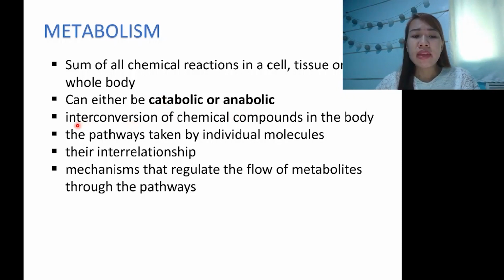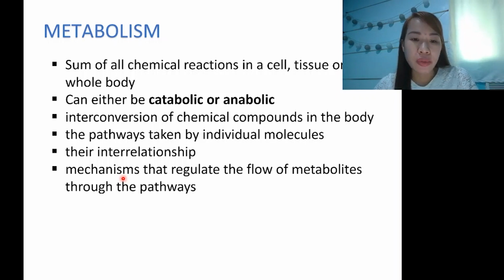Metabolism is the interconversion of chemical compounds in the body. So the different individual molecules will take certain pathways which will cause these chemical compounds to be converted to one or the other. So there is an interrelationship, and there are mechanisms that regulate the outflow of these metabolites through the pathways. So metabolism is an entire network of chemical reactions carried out in the living cells, and these thousands of chemical reactions occur simultaneously in the body.